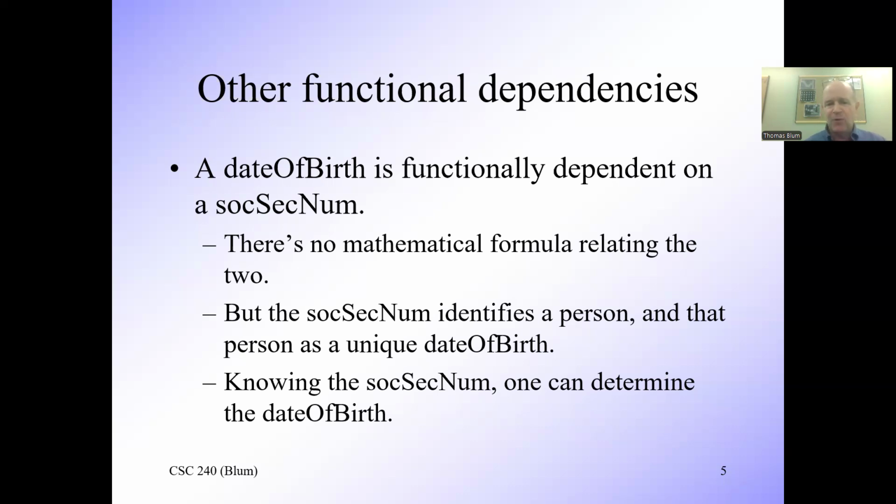And then that person has a date of birth. So in that sense of being able to just look it up, the social security number identifies the person, and then knowing the person, I can look up their date of birth. If I have both pieces of information, one is dependent on the other. The birth date is dependent on the social security number, not vice versa. Two people might have the same date of birth, but they won't have the same social security number. So the social security number will determine the date of birth, but not the other way around.